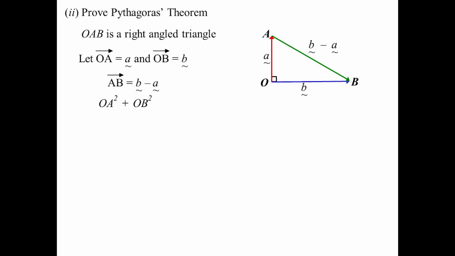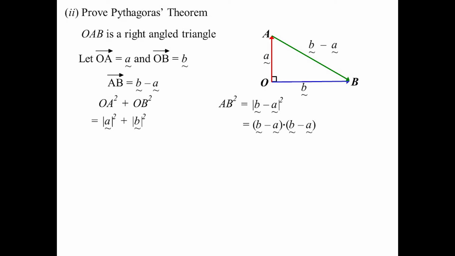Well, let's first of all look at OA squared plus OB squared. So the magnitude of A squared plus the magnitude of B squared. Now AB squared is the hypotenuse, and that's going to be the magnitude of B minus A squared. Well, that is B minus A dot B minus A.